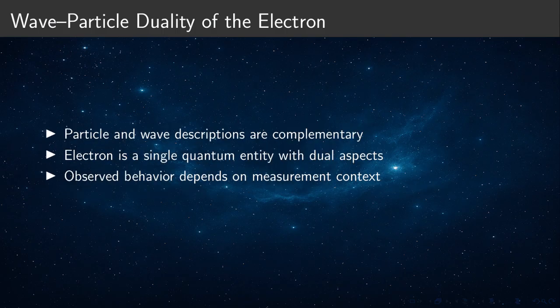These two descriptions are not contradictory, but complementary representations of a single underlying quantum entity. The electron is neither exclusively a particle nor exclusively a wave. Rather, it is fundamentally a quantum object whose observed behavior depends on the measurement context.